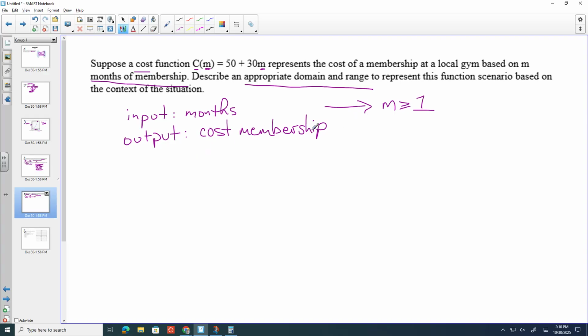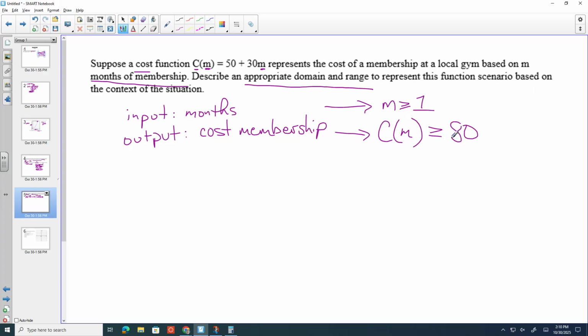Now your output is your cost of membership. Well, if 1 is the least number of months that you can attend this gym, 50 plus 30 times 1 would be an output of 80. So that would mean that your lowest output for C of M would end up being at minimum $80, or it could be higher. So we would expect that a reasonable domain for this situation would be M greater than or equal to 1. Oh, excuse me, and C of M being greater than or equal to 80.